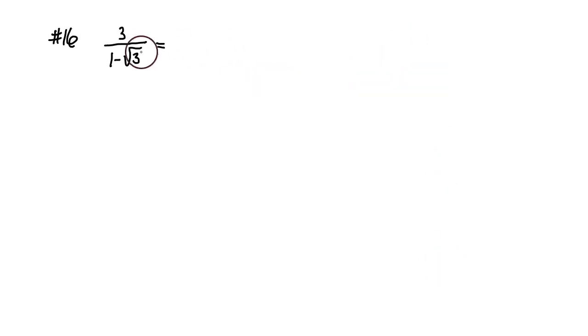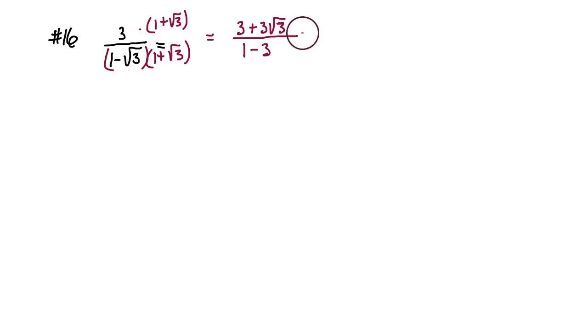Number 16, we have a radical in the denominator. This is where you rationalize the denominator by multiplying top and bottom by its conjugate. The conjugate of a binomial is the same terms, but with the opposite sign in the middle. So in the top, 3 times 1 is 3, and 3 times the square root of 3 looks like this. Down in the bottom, let's do FOIL. 1 times 1 makes 1, and then minus the square root of 3 times the square root of 3 makes 3. So now we have 3 plus 3 square root of 3 all over negative 2.